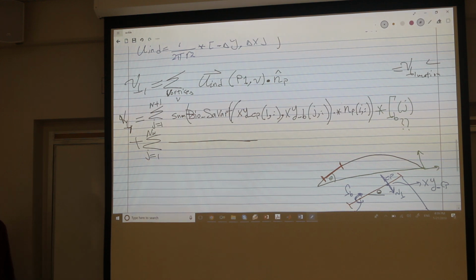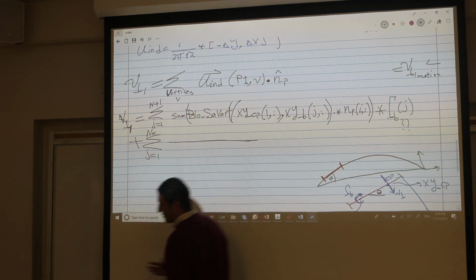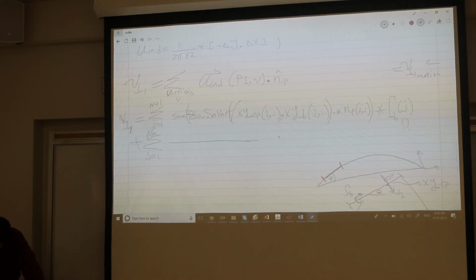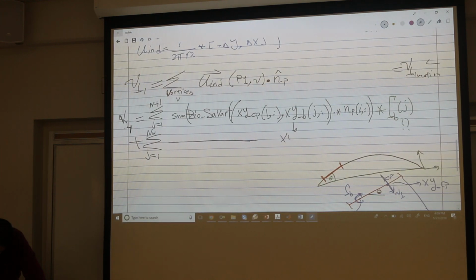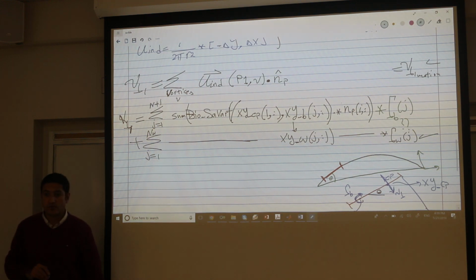Where should I change? Come on, guys. Where should I change? Strength. The strength, very good. And what else? And the location of the vortex, right? So this will be x, y, not bound, not controllable, it's x, y wake of J, and the exact same thing, and gamma wake of J. The only difference is that gamma wake is known, right?